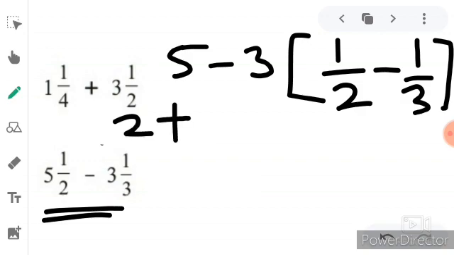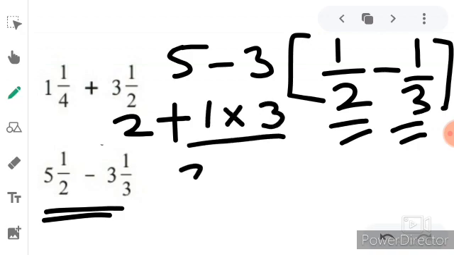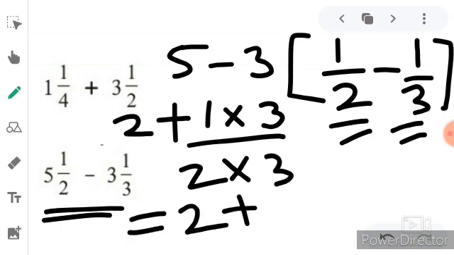Now students, here you can see that 5 minus 3 is equal to 2, as it is, plus sign. Here students, we cannot convert 2 into 3 and 3 into 2. So what will we do? We will multiply the first fraction by 3 and the second fraction by 2. So 1 multiplied by 3 upon 2 multiplied by 3, that is 1 3s are 3, 2 3s are 6.